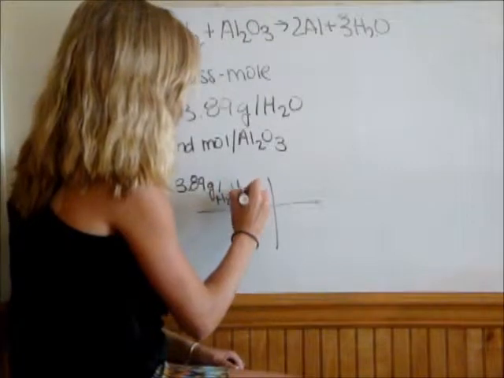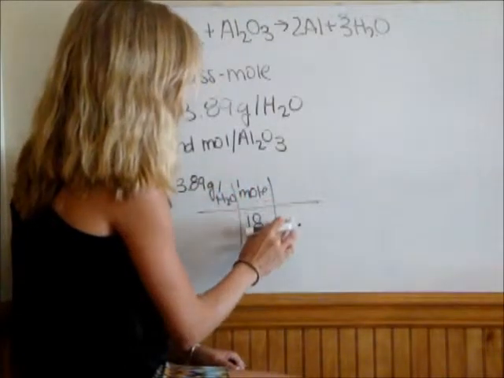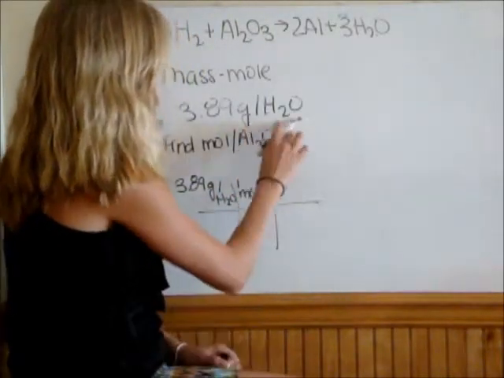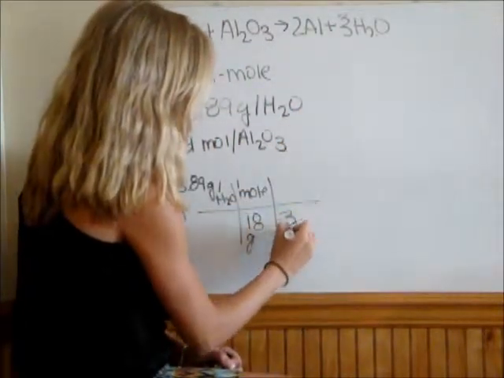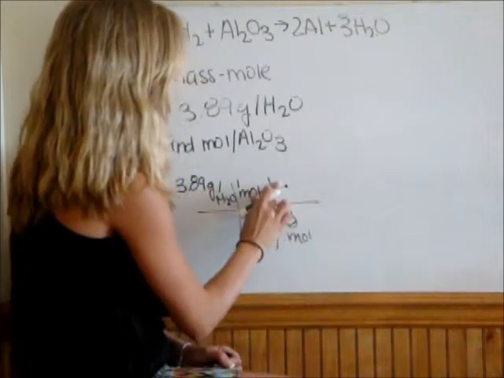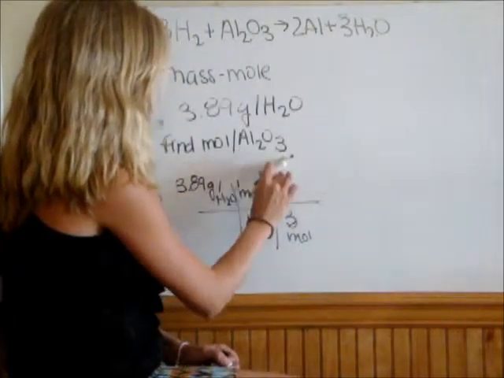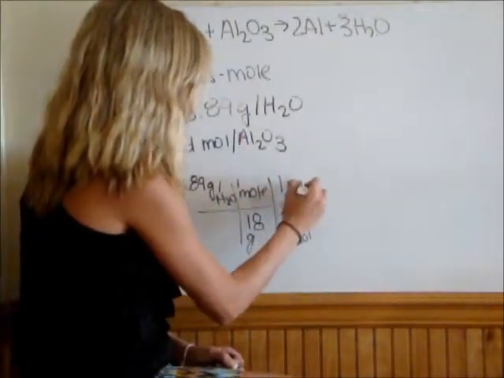Up top, 1 mole. Down here is your moles of X. X is H2O. We go up to our balanced equation, 3 moles. And then up top is the moles of aluminum oxide, which is just 1 mole.